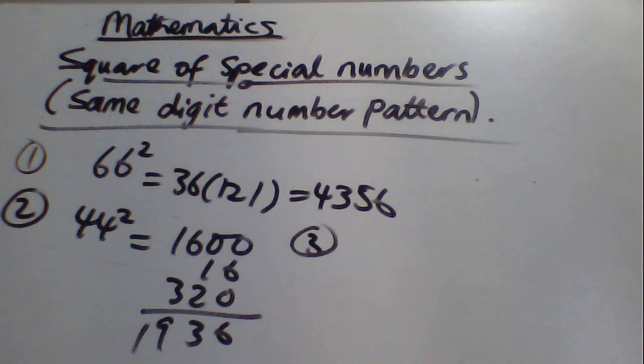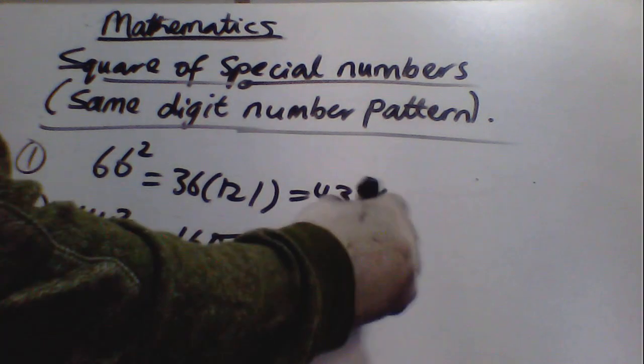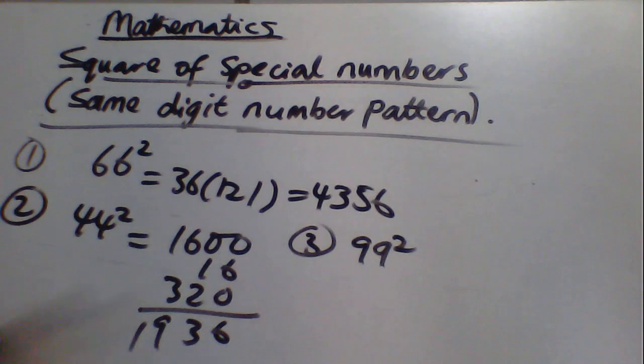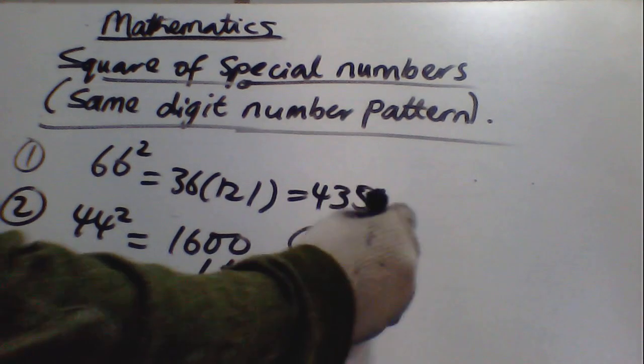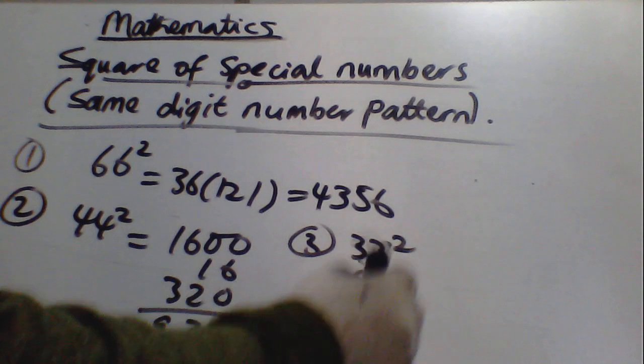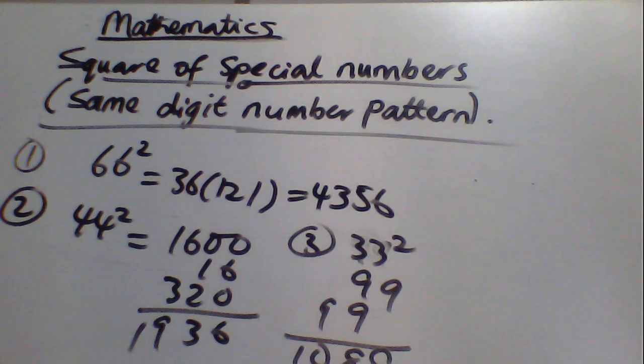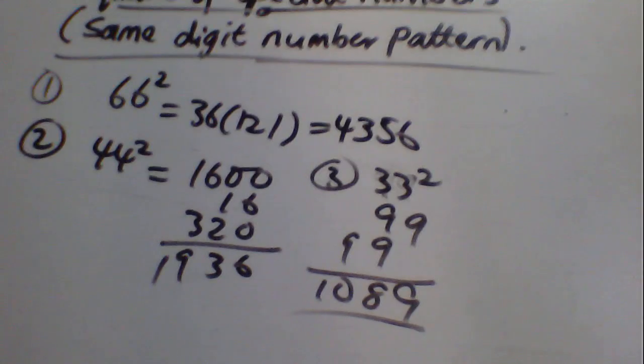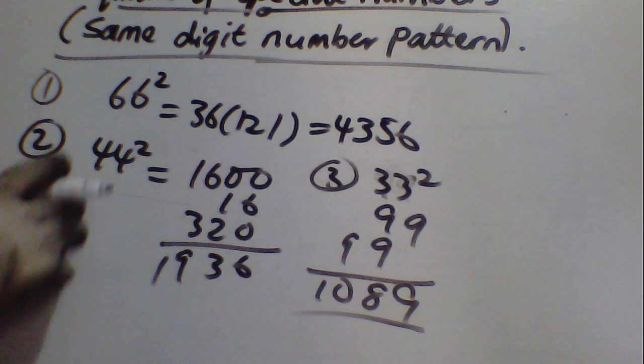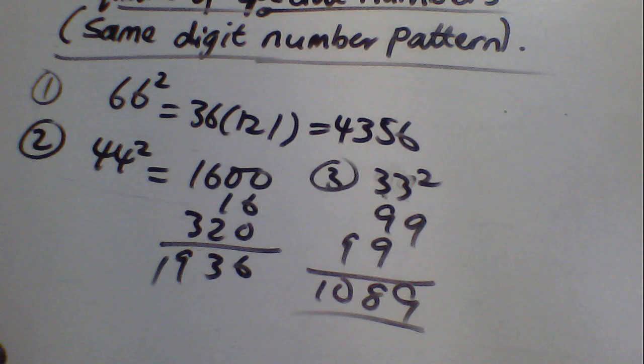The third one is, if you are given 99 squared, here you have 3 squared, you have 99, and that gives us 9810. You may be wondering what I'm doing. This is just how we can find the square of numbers that have the same digit pattern. These are different methods of finding the square of numbers that have the same digit pattern.